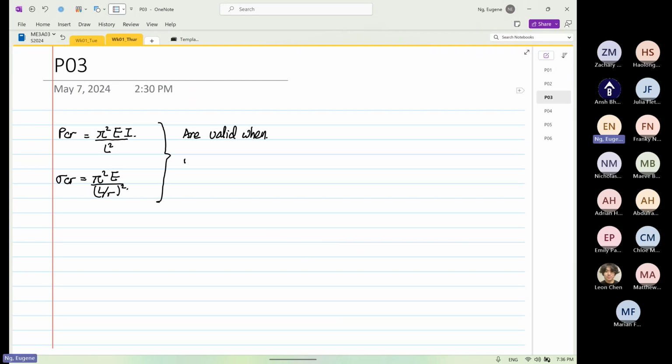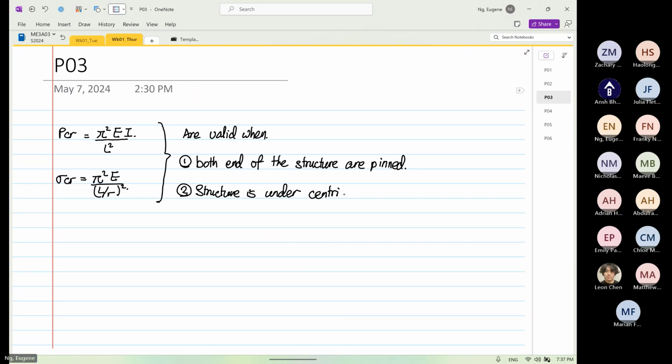when, number one, both ends of the structure are pins. And the second condition is the structure is under centric axial compression loading.